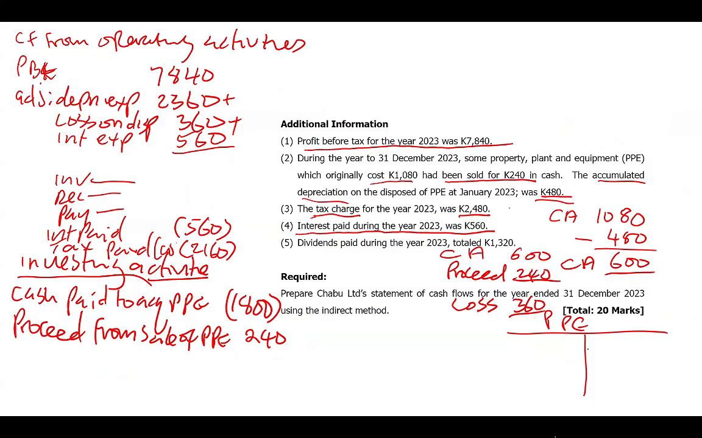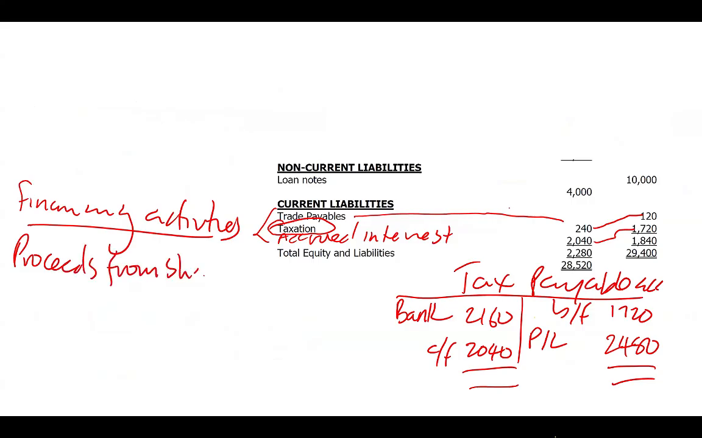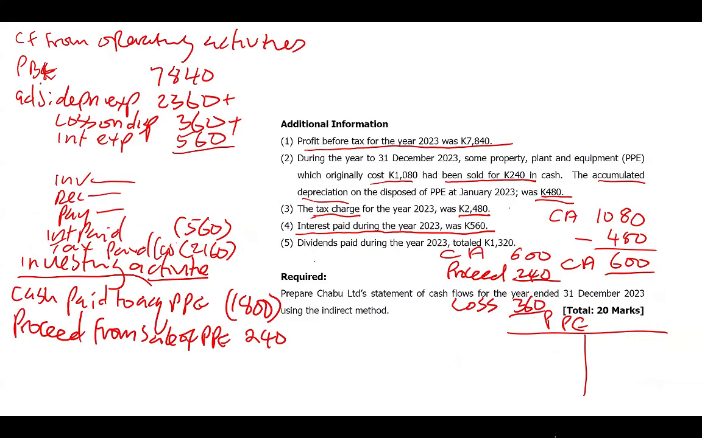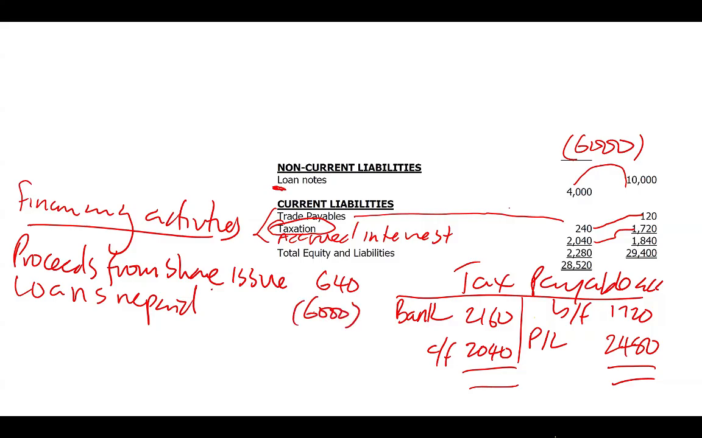So if we look at this heading, financing activities, cash flows from financing activities. When I say proceeds from share issue, yeah, my figure is 640, it's a cash inflow. Then I check under, if at all there are loans, are there non-current liabilities? So the loans are here. Moved from 10 to 4,000, meaning we repaid the difference, 6,000. It's an outflow. So here I'll just say loans repaid. And so my figure is 6,000. When you repay, it's a cash outflow. Okay?